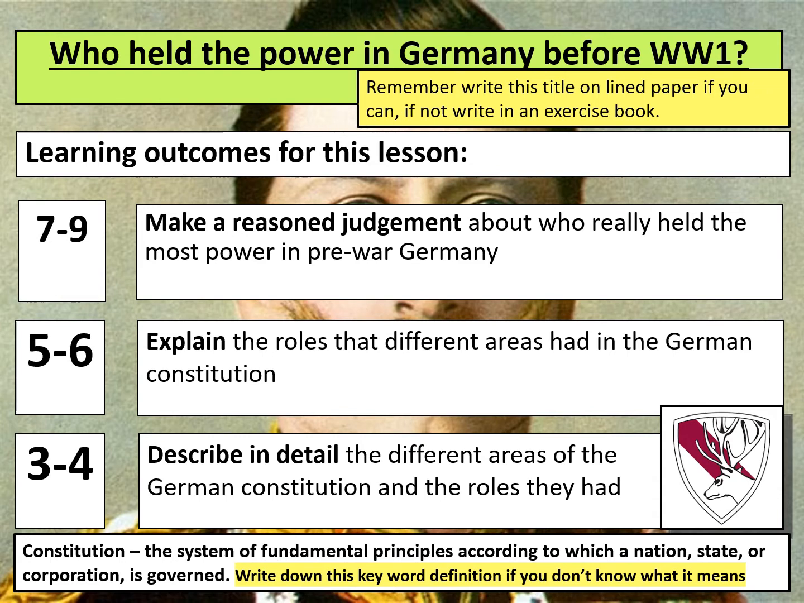So for this task, we just want you to quickly write down the title, who held the power in Germany before World War One. Instead, we're going to be looking at the constitution and how Germany was run. Now, if you don't know what the word constitution means, could you please write down the definition at the bottom: the system of fundamental principles according to which a nation or state is governed.